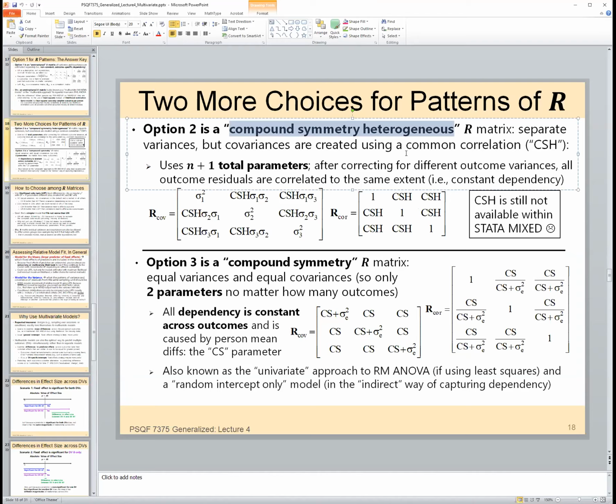More briefly, it is different variances for each outcome, but a common correlation across outcomes. So the way the covariance matrix is built is on the diagonal, each type of outcome gets its own residual variance, and the residual covariance shares a common correlation, known as the CSH, times the standard deviation of the two variables. If you do the correlation version of the matrix, it looks like this. Even though there are different residual variances across outcomes, it doesn't matter which outcome is which, all of the residuals are equally correlated.